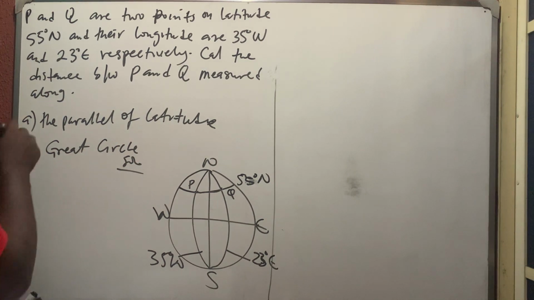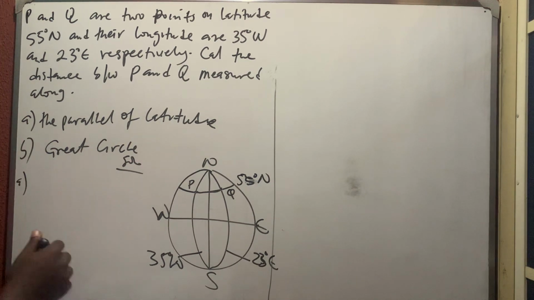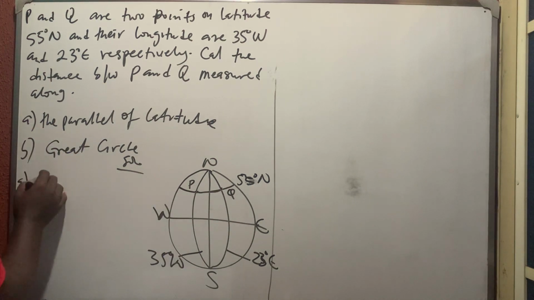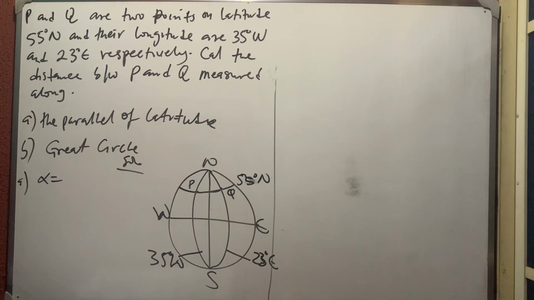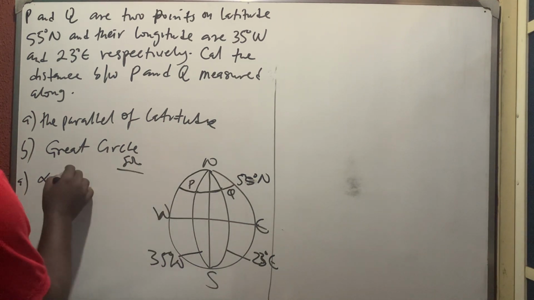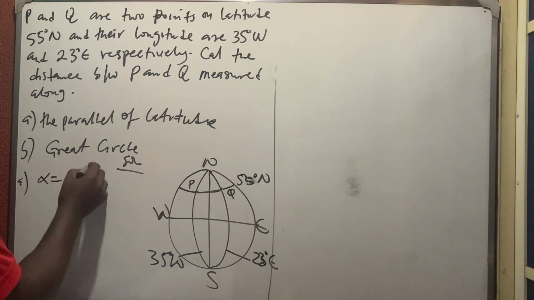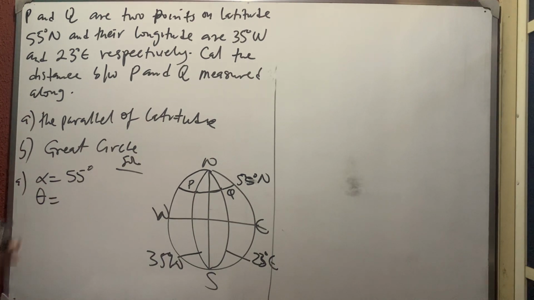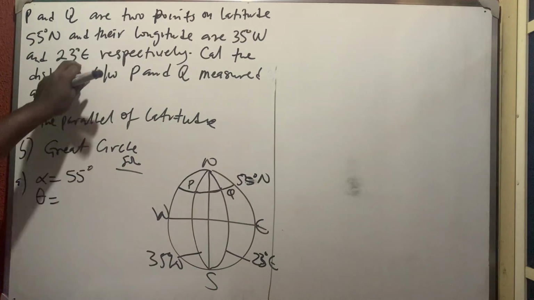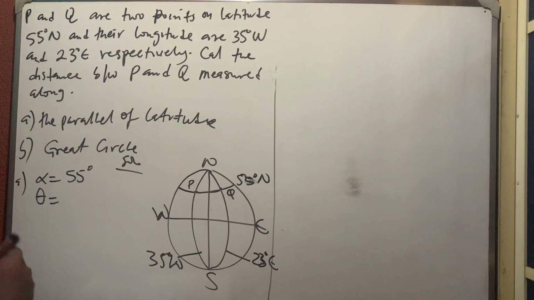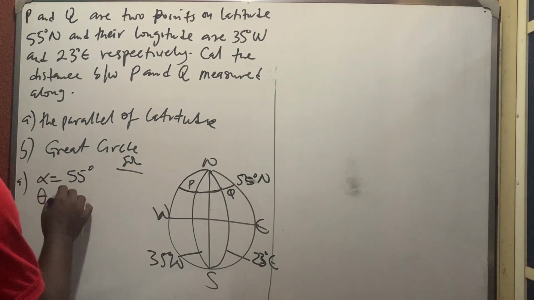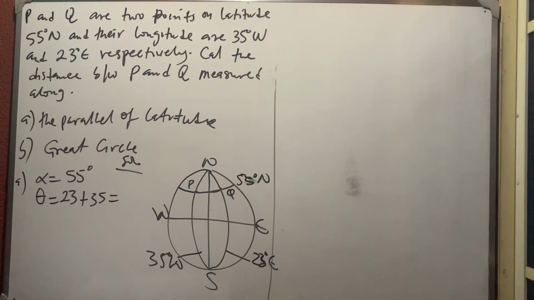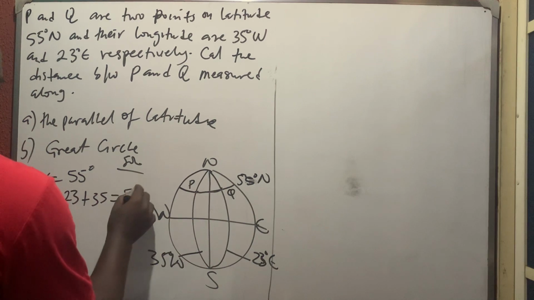So the first question is the normal one we know. They say we should find their distance on the parallel line of latitude, which is what? We need our alpha. Our alpha is the one they have in common. So they have 55 in common, so 55 is my alpha. Then my theta is from the other one they don't have in common. But they are not on the same side, west and east are not on the same side, so I'm going to add. So this is going to be 23 plus 35, which gives 58 degrees.